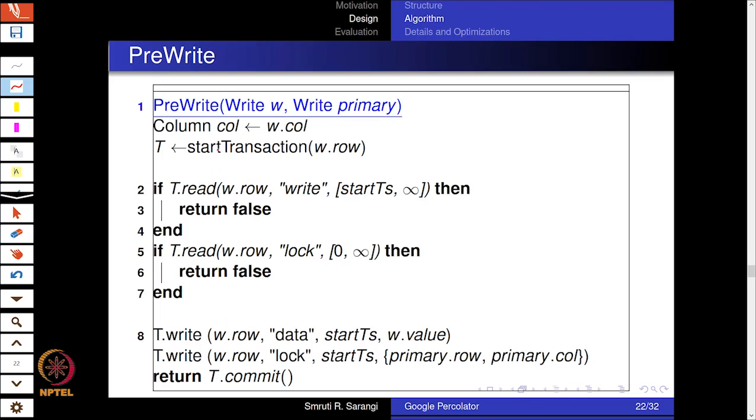So while writing, I have two stages. One is called pre-writing and writing, similar to two-phase commit. So in this case, what I do is I first find the column number that I want to write to. I start a transaction on the row. Then for the given row, I see if anybody has already written between start ts and infinity, which means that after I started, if there is a parallel write by some other transaction, if there is a parallel write, then I return false.